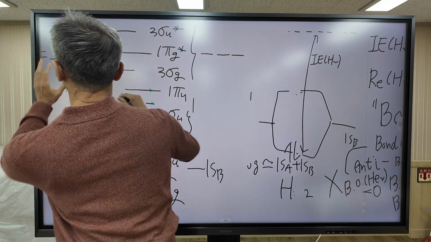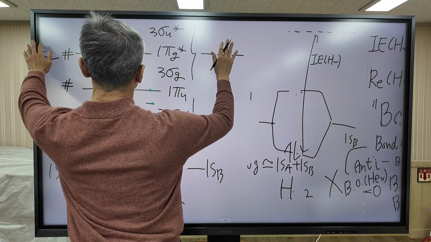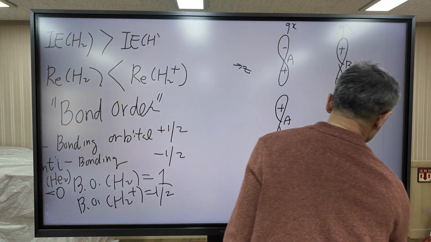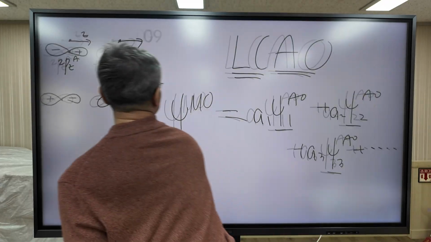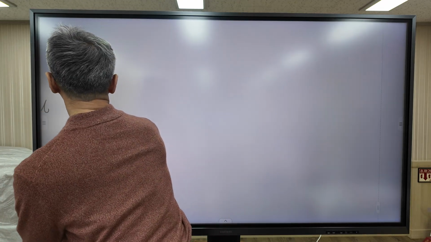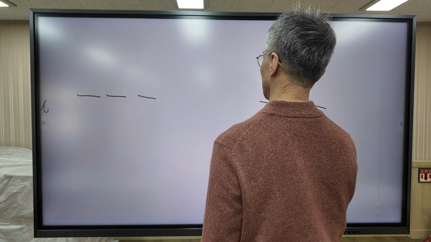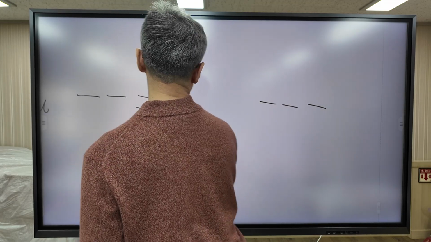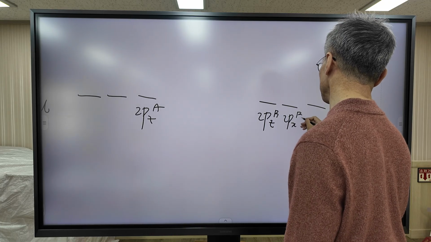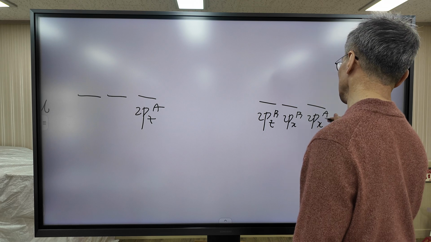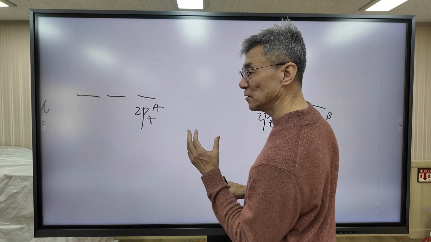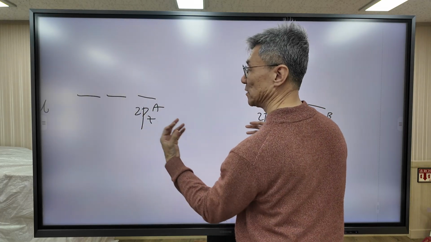Now, here we have 2p orbitals. 3 2p orbitals on each atom interact with each other to construct 6 molecular orbitals. Here, 2pzA, 2pzB, 2pxA, 2pxB, 2pyA, 2pyB.